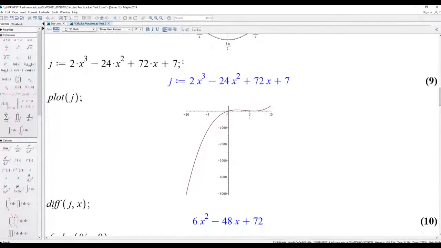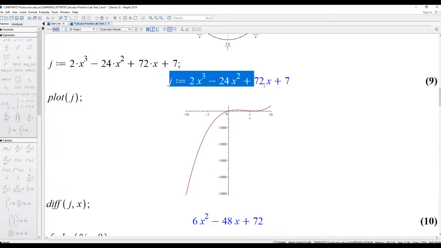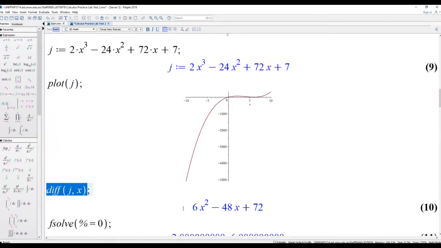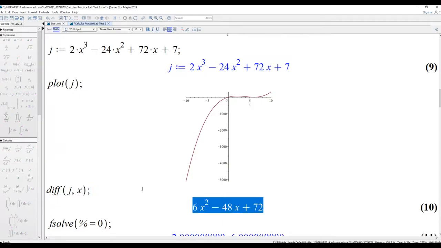All right, so here I've defined the function that's given to me. And what I've started with is a plot of the graph of the function. I've just used the plot command for that. And what I'm actually interested in is the derivative of this function. So I've differentiated the function with respect to x, and I get this.